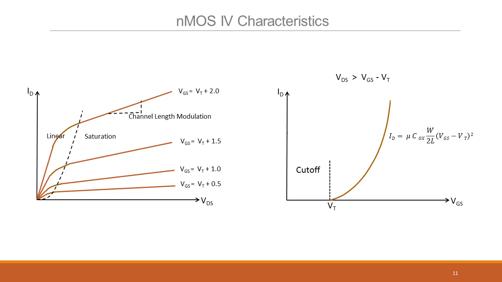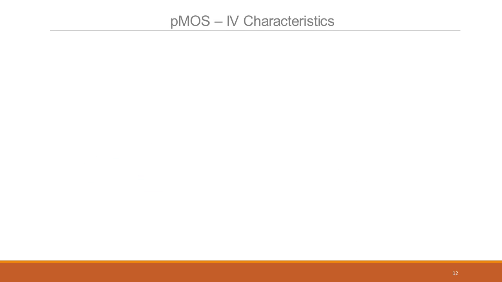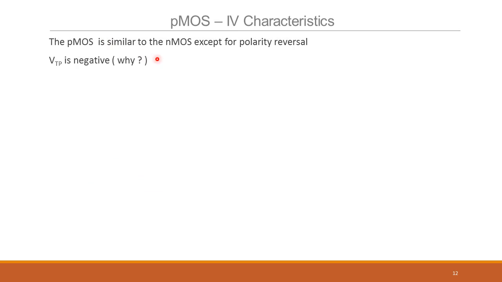PMOS will be similar except that VDS will be negative. ID will be from source to drain, right? Instead of from drain to source. Everything reverses. VGS will be negative as well. That you can check it out. PMOS is similar to the NMOS except for polarity reversal. We just talked about it. VT is negative. You have to understand this. You go have a discussion why VTP is negative.